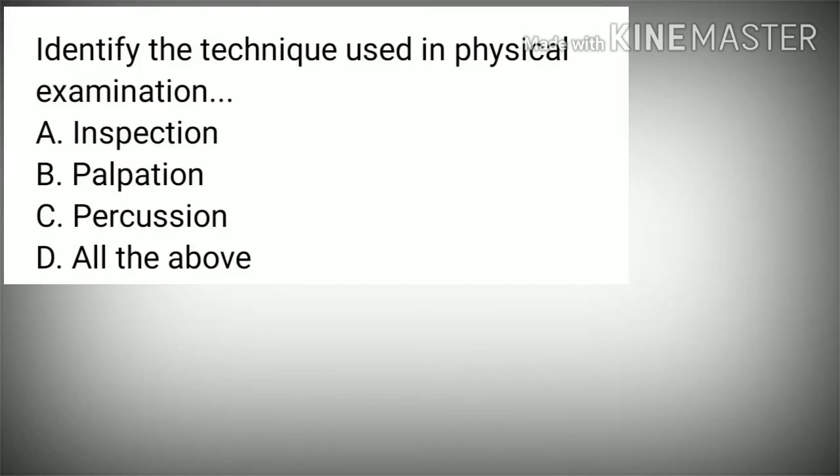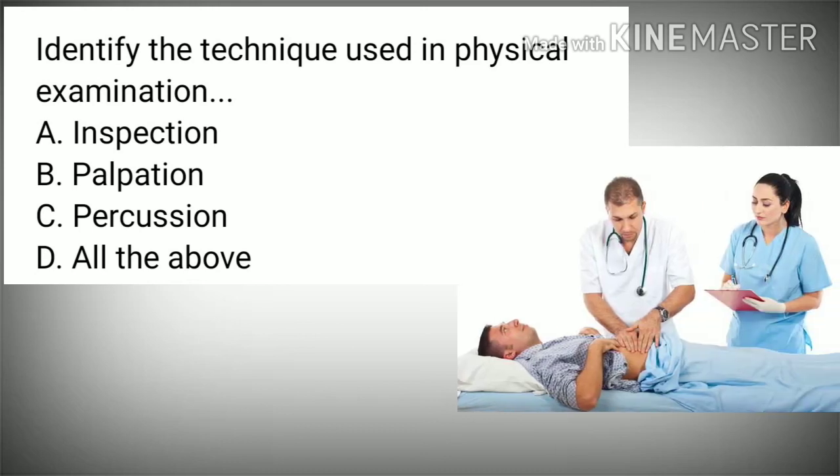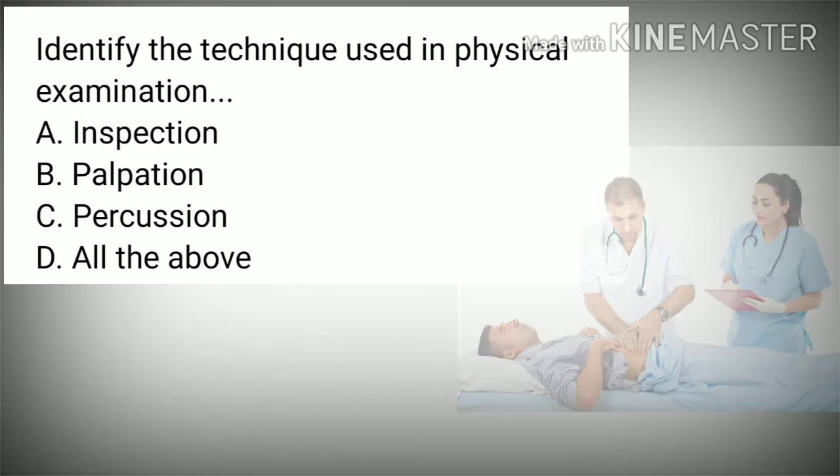Identify the techniques used in physical examination. A. Inspection, B. Palpation, C. Percussion, D. All the above. And the correct answer is D. All the above. Inspection refers to observation. Palpation means touch and find out. Percussion refers to tap the body and listen to the sound produced. Auscultation is also a technique used in physical examination.